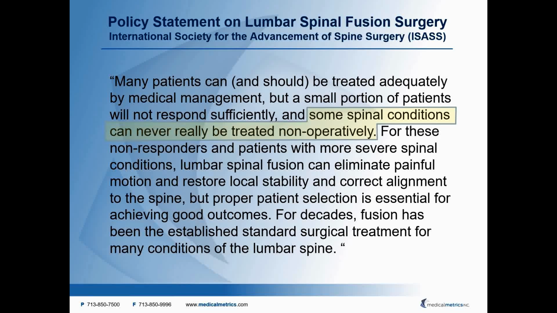It states that in those patients that cannot be treated non-operatively, lumbar spinal fusion is used to restore local stability, but proper patient selection is essential. An objective diagnostic test for spinal stability is clearly required to implement this guideline.